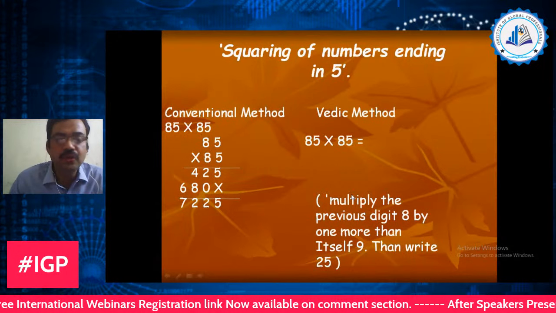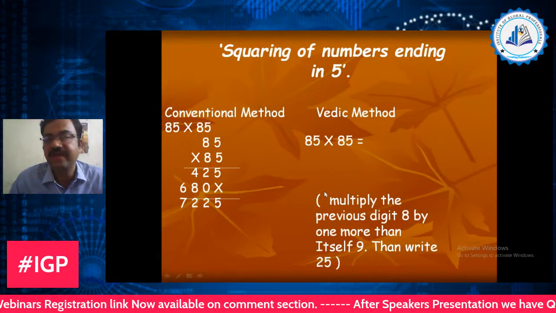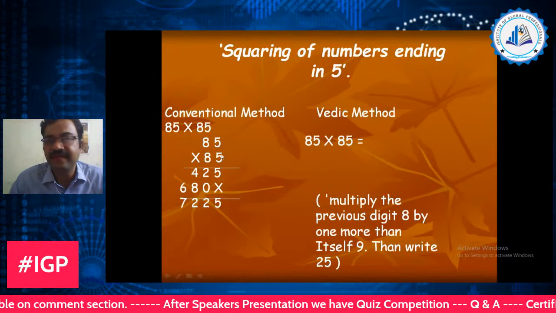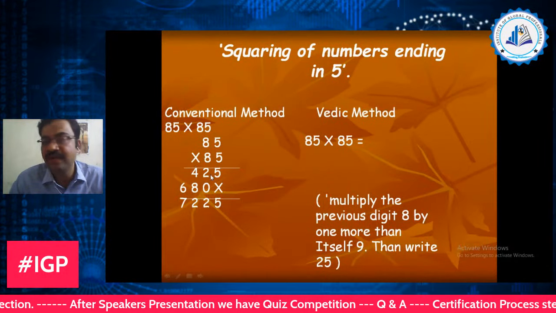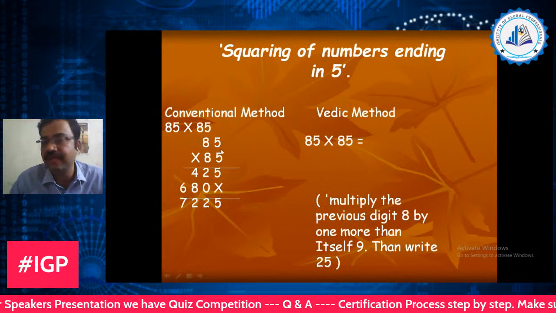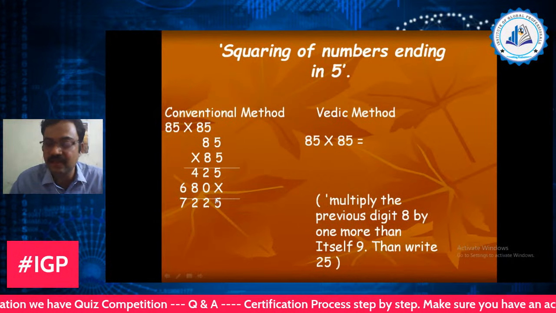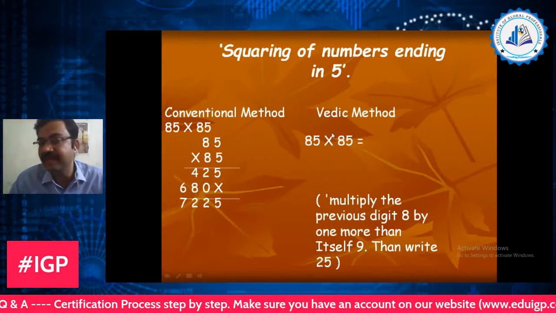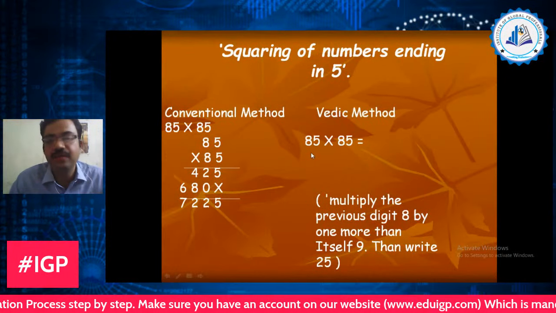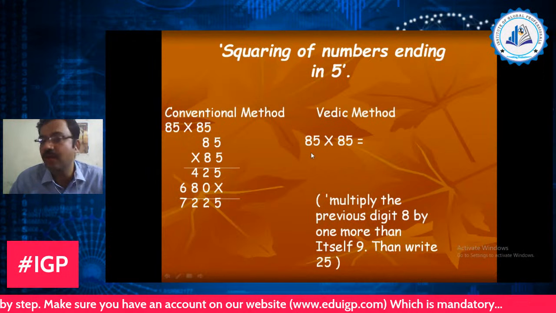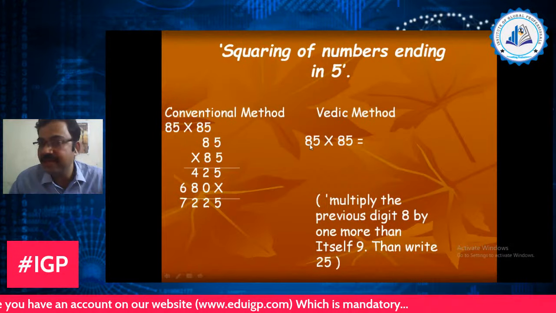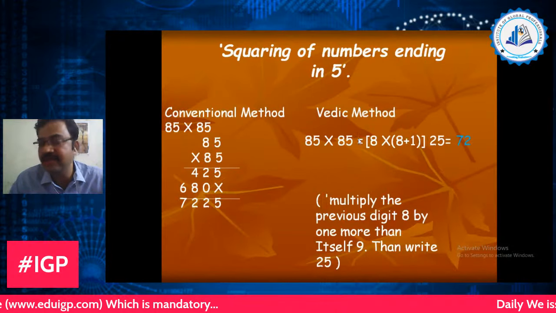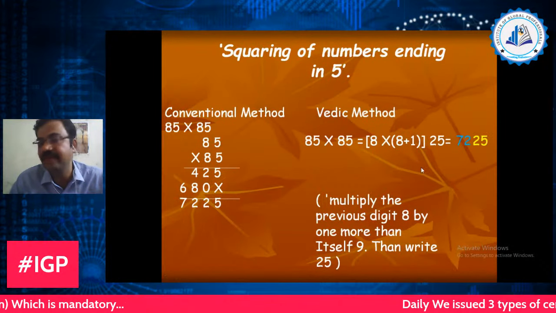If we want to square 85, then in the conventional method, first of all we multiply 5 by 85 and get 425, then 8 by 85 and get 680, and then add. This method is very long, but in Vedic mathematics it is very easy, and we give the answer in one line. First we multiply 8 by one more digit, that is 9. We get 72, then write 25.